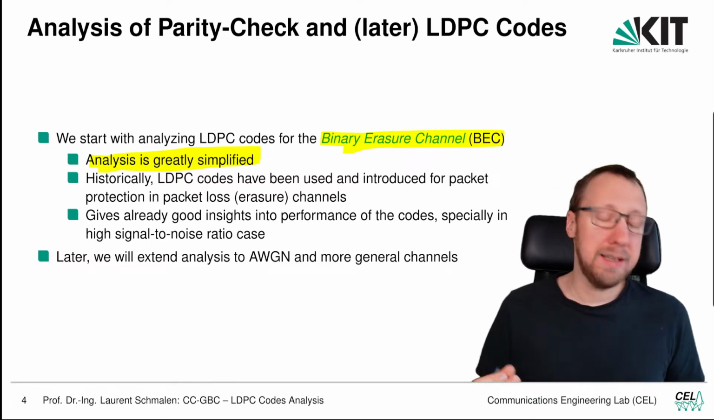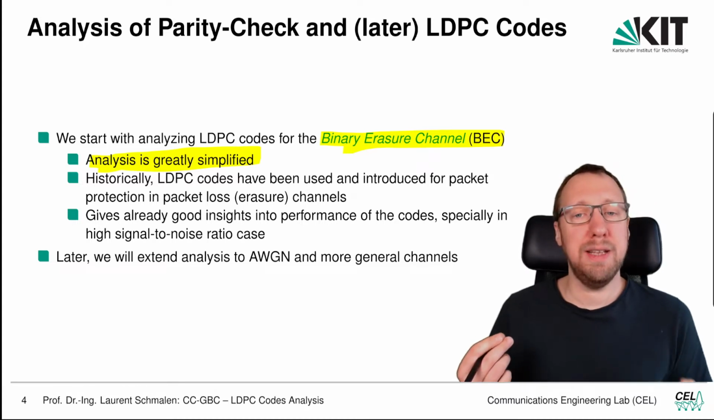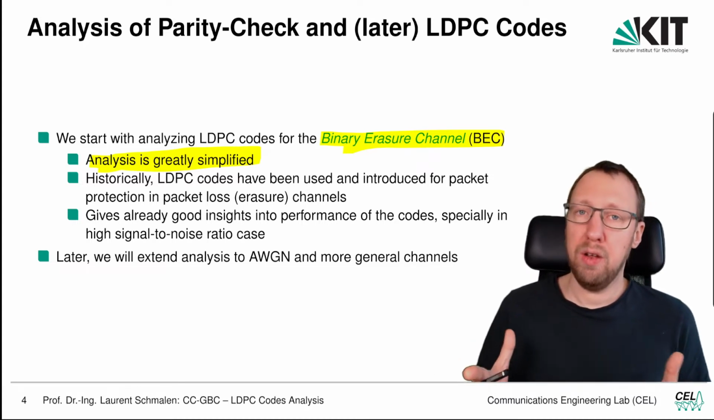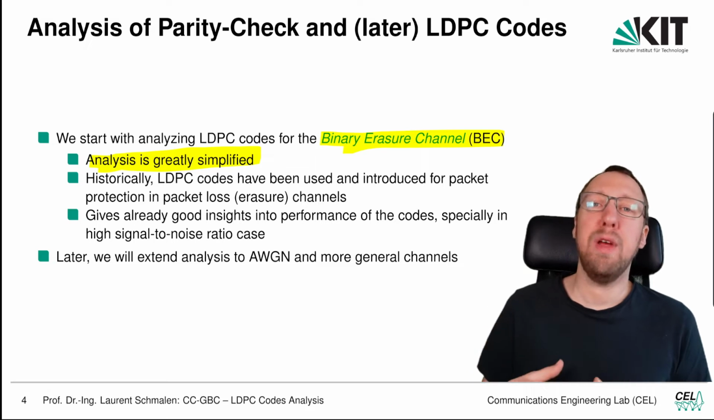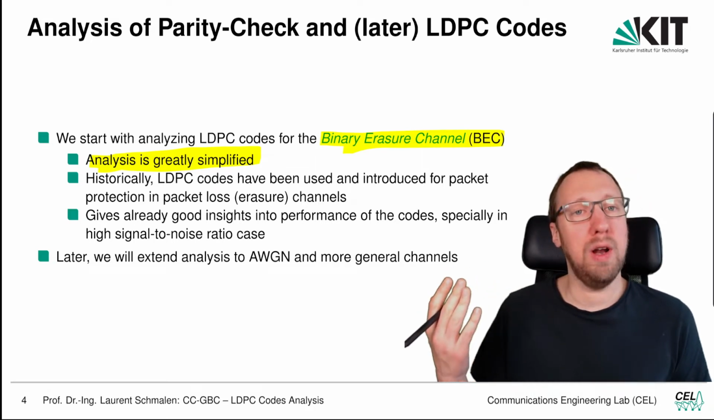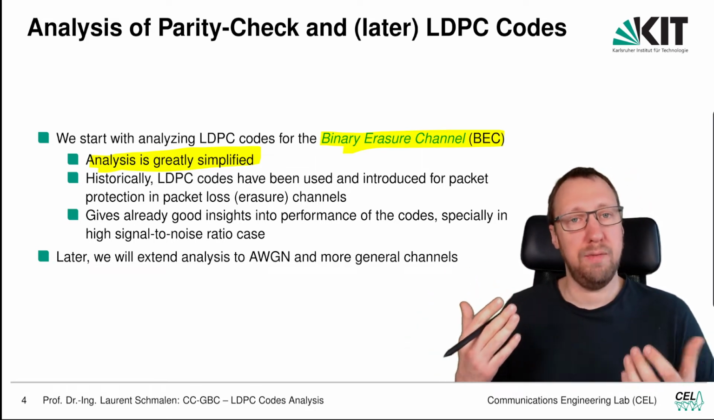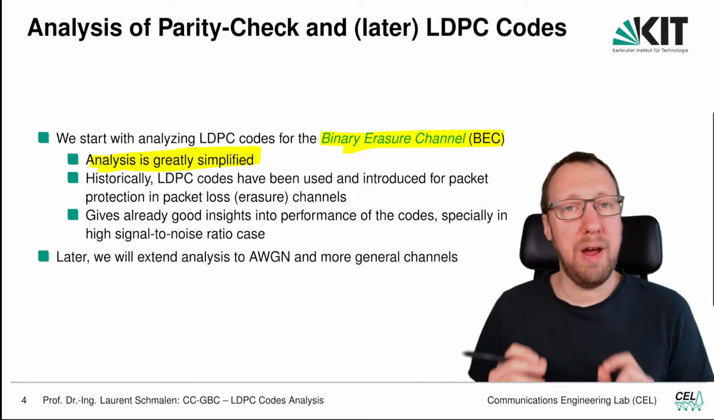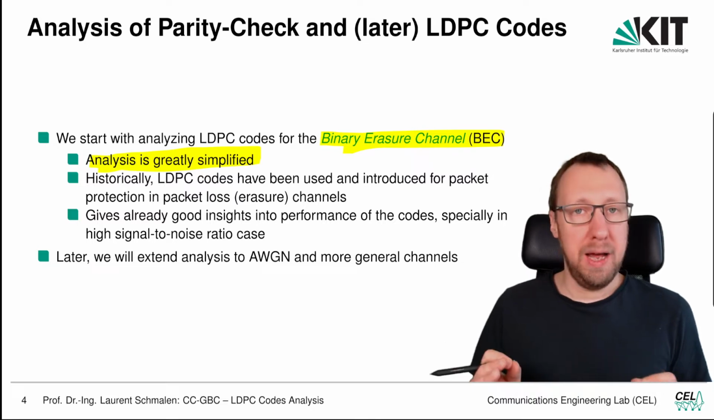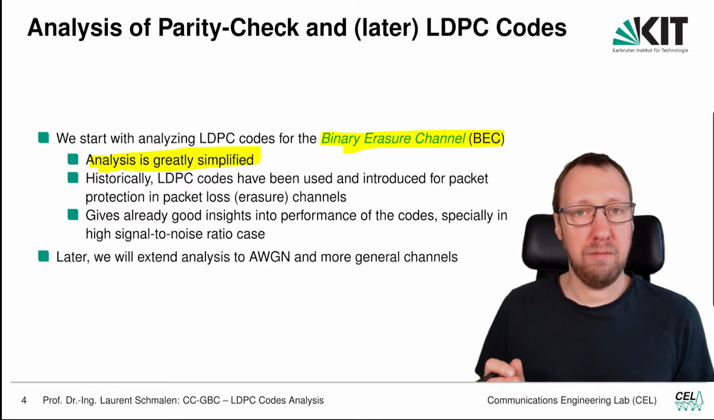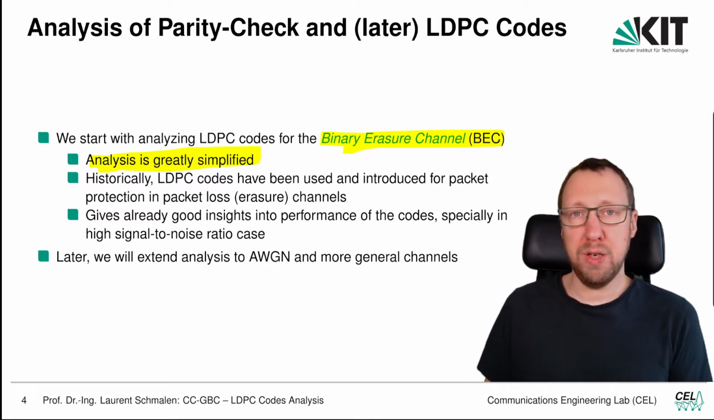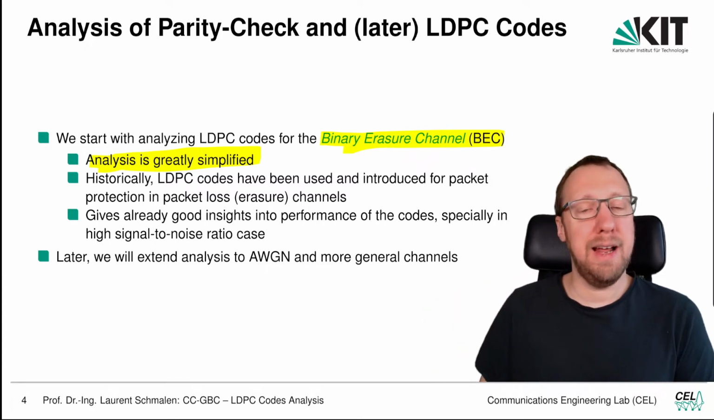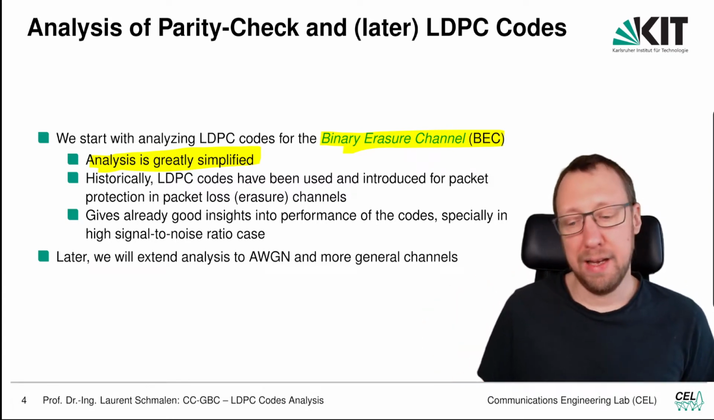And this analysis already gives a very, very good insight to what's going on in these codes, especially if we have channels with very good quality, with high signal-to-noise ratio. Like an AWGN channel with high signal-to-noise ratio can be very well approximated by a binary erasure channel. We start with the binary erasure channel, and then we'll extend the analysis to more general channels like the AWGN.